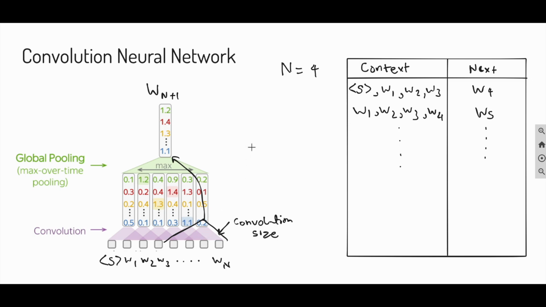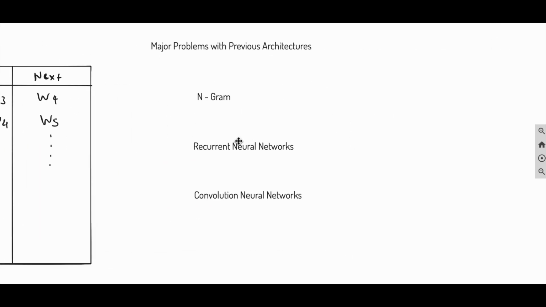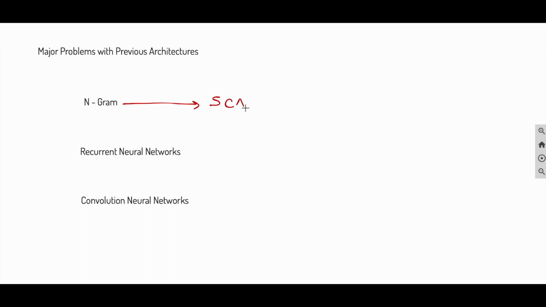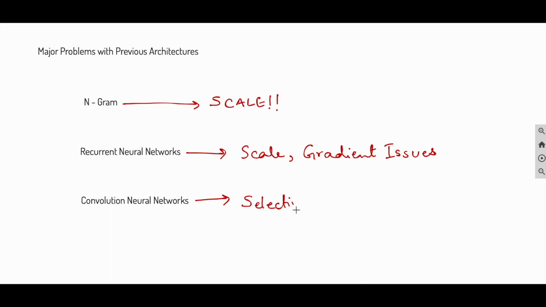Finally, let's summarize the models and issues that we have seen with those models before we jump into transformers, which is the current state-of-the-art model. With n-gram models, the biggest issue is their scale and poor generalizability. With recurrent neural networks also, scale is a challenge as parallel training is not possible, but gradient issues are a bigger limiting factor. With convolution networks, their selective attention to parts of the sequence and convolution filters being translation invariant are the biggest problems. In the next one, we'll look at the transformer architecture and how it solves each one of these problems.